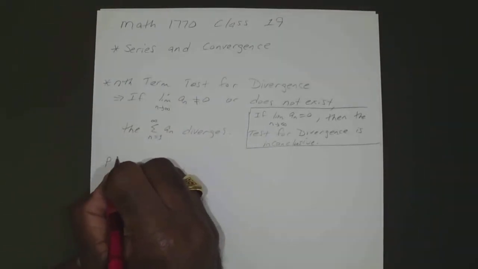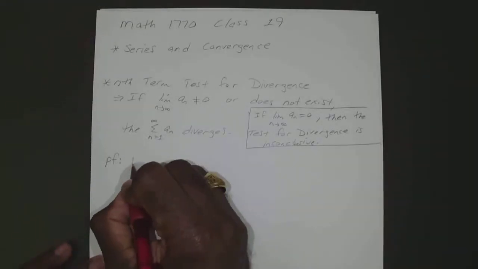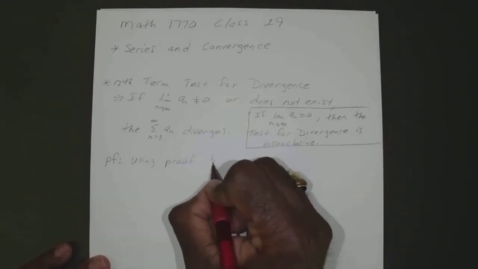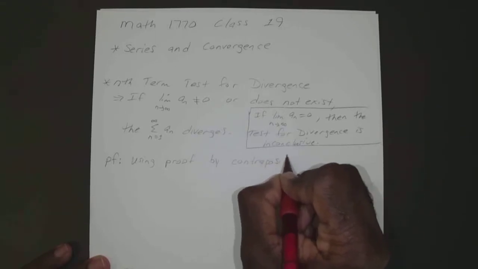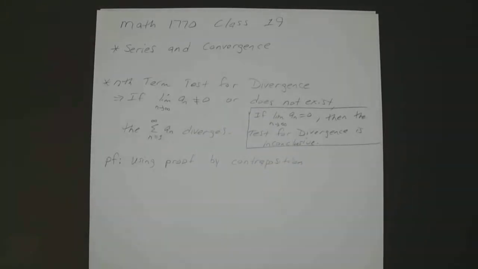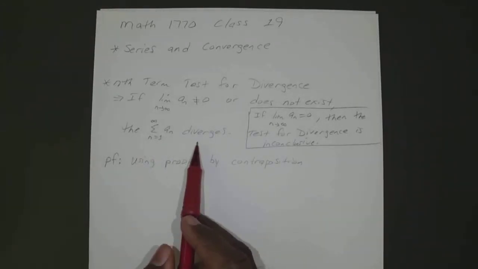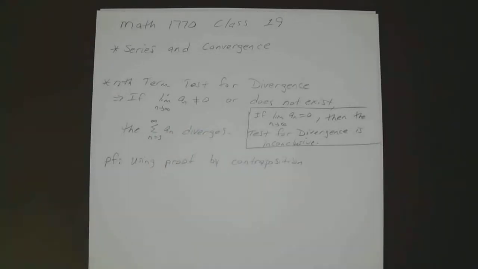Here we're going to go ahead and prove this one by using proof by contraposition. That means we're going to show that if the series converges, then the limit is going to equal 0, which is proof by contraposition. I hate saying that word.